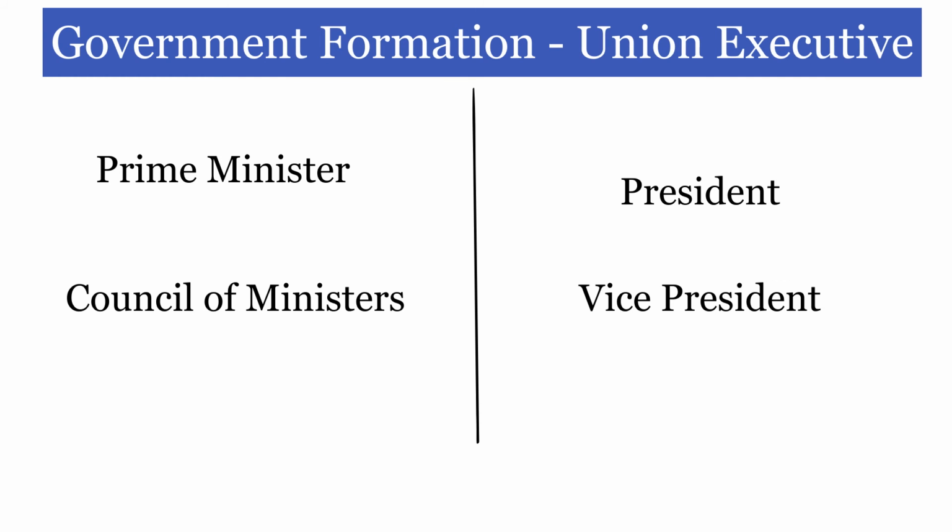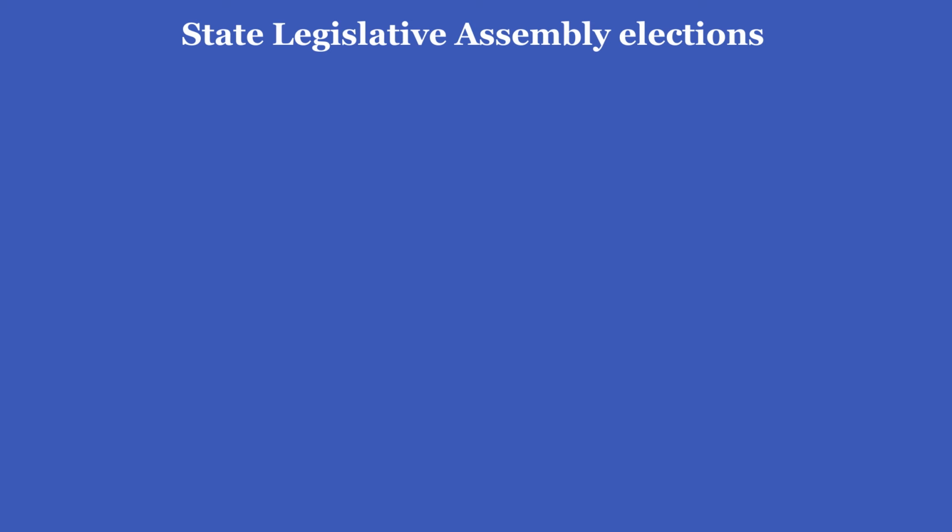In contrast, the President of India is elected indirectly by the Electoral College, comprising members of Parliament and State Legislative Assemblies, while the Vice President is chosen by members of both houses of Parliament, the Lok Sabha and the Rajya Sabha. India's democratic framework extends beyond national elections to include state legislative assembly elections, crucial for shaping regional governance and policies.